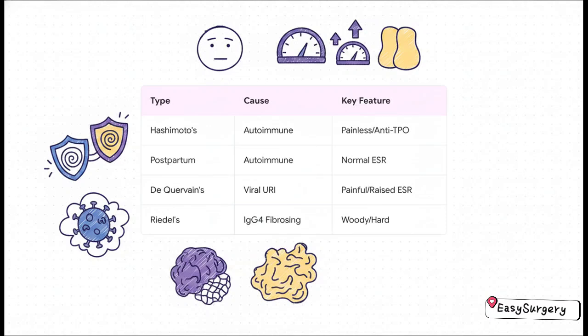You've got Hashimoto's and postpartum, which are both autoimmune. Then there's de Quervain's, triggered by a viral infection. And finally, Riedel's, which is an IgG4-related fibrosing condition. You really want to pay close attention to the key features here. Things like pain, ESR levels, and gland texture. That is exactly how you're going to tell these apart in the clinical vignette.